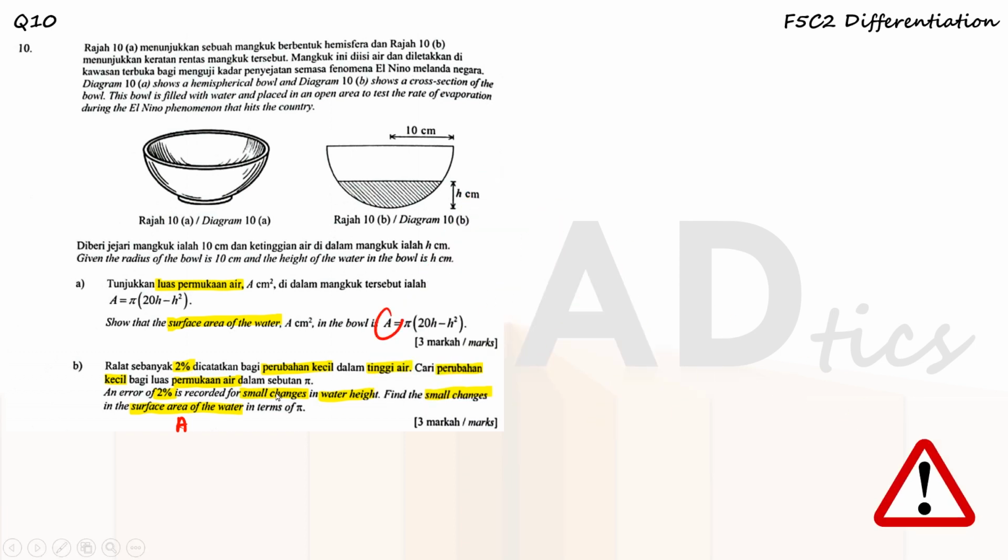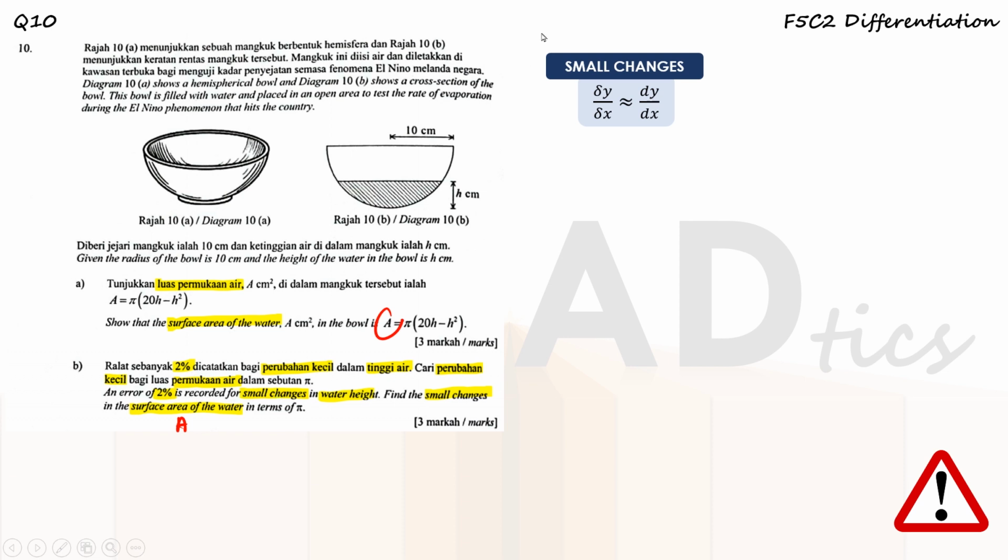To find small changes, we can use this formula: delta y over delta x approximately equal to dy over dx. In our context for this question, we need to find delta A, because here it says find the small change in the surface area, delta A. And why here we put delta h is because this A and h are related to each other. As you can see in part A, we already have formed this equation. A and h are related. Since here is A and h, the right side will also have A and h as well.